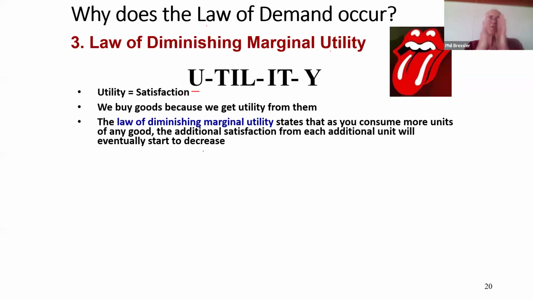So the three things: the substitution effect, which is I'll buy the other product if price goes up, and I'll buy more of the product if price goes down; the income effect, which is about purchasing power; and the law of diminishing marginal utility are the three reasons that there's an inverse relationship between price and quantity demanded. Any questions on that?